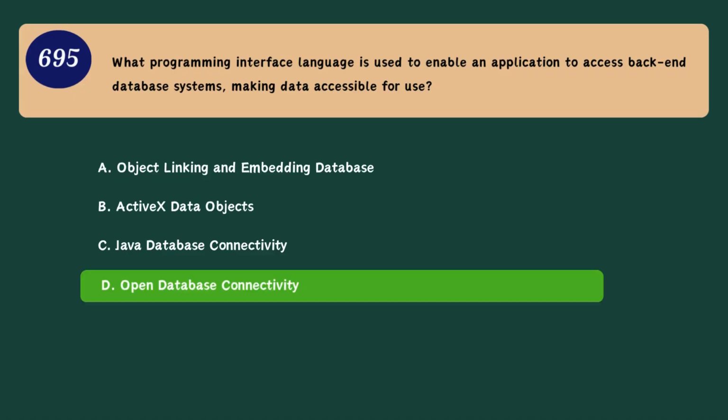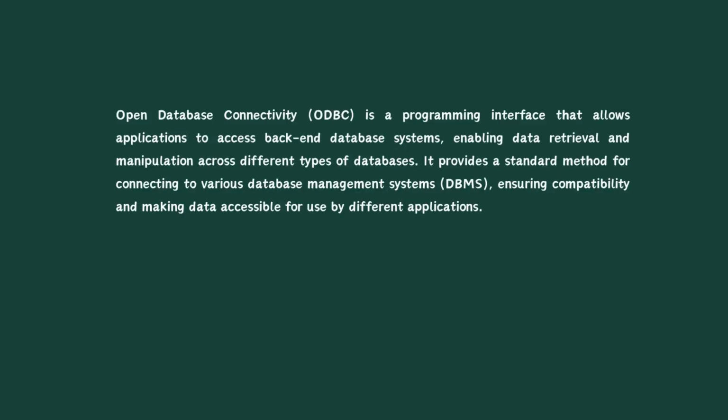Correct answer. D. Open Database Connectivity. Open Database Connectivity is a programming interface that allows applications to access back-end database systems, enabling data retrieval and manipulation across different types of databases. It provides a standard method for connecting to various database management systems, ensuring compatibility and making data accessible for use by different applications.